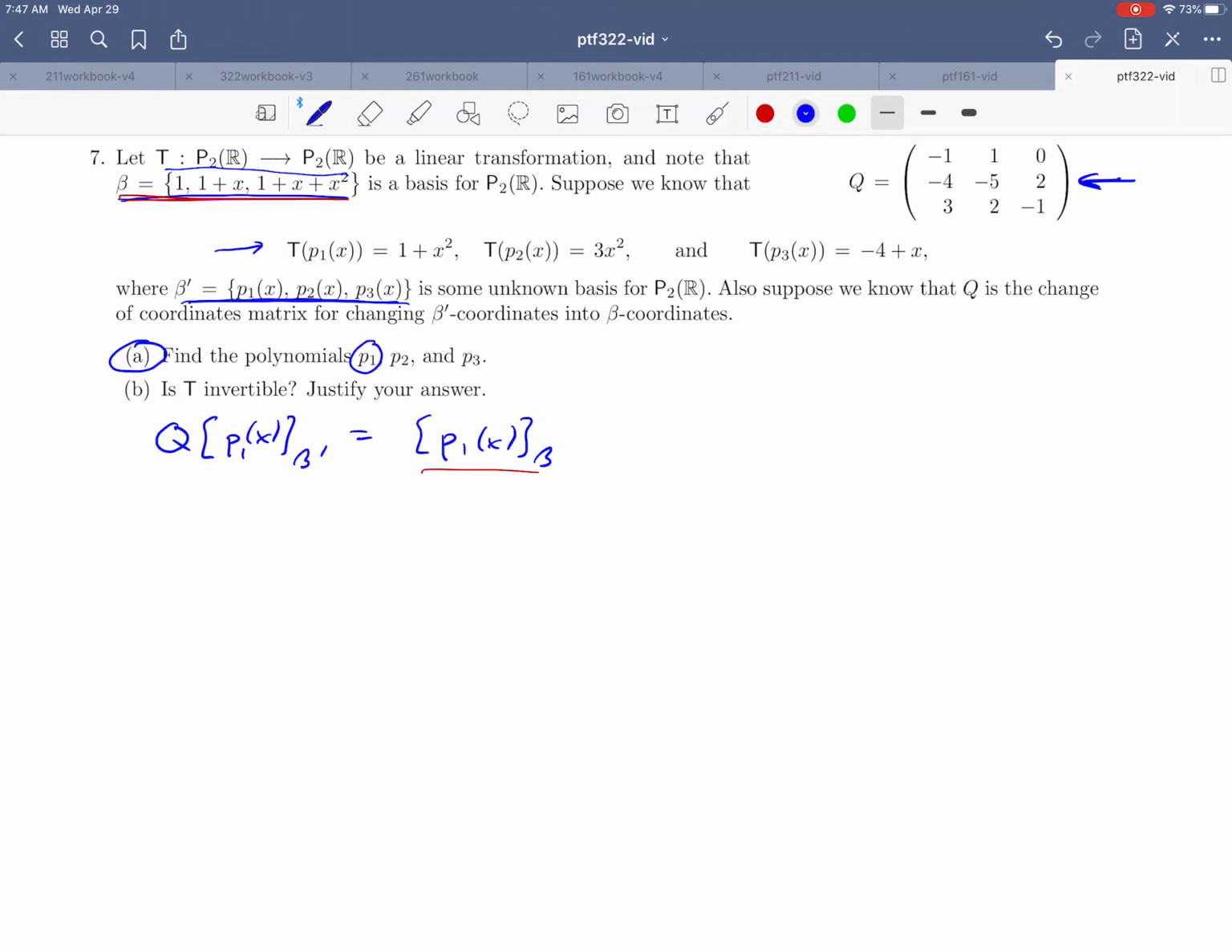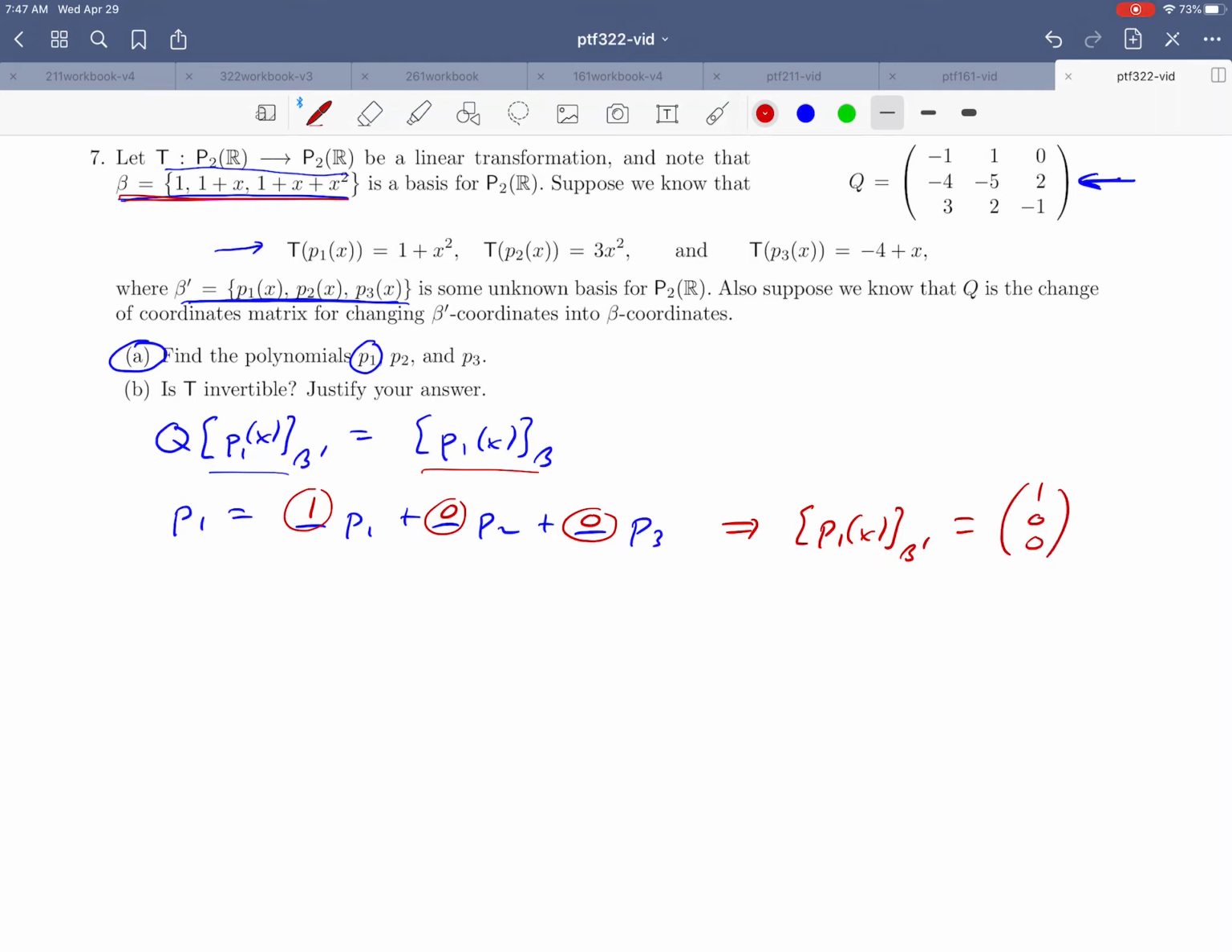To get the process started, we need to ask ourselves, what is this vector on the left-hand side? It's like asking how you would build the polynomial as a combination of the vectors in the basis beta prime. So it's like asking you to fill in the blanks in this statement. How would we do that? You can probably see that if we put 1, 0, 0 in those blanks, we get a true statement. And that demonstrates that the coordinate vector of p1 relative to the unknown basis has to be these three numbers: 1, 0, 0.